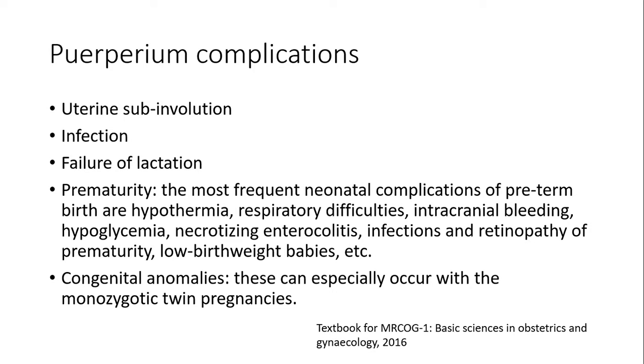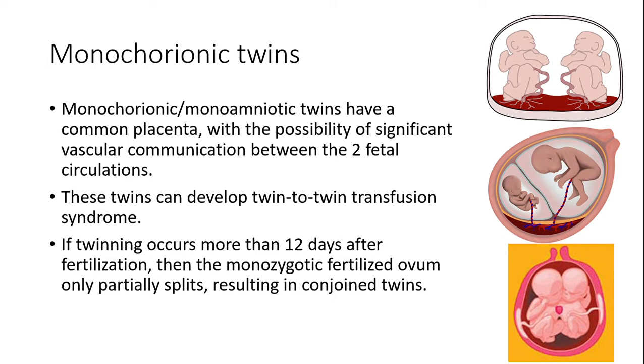Prematurity is the most frequent neonatal complication. The babies are born preterm. Hypothermia for the babies, which may lead to respiratory difficulties, intracranial bleeding, hypoglycemia, necrotizing enterocolitis, infections, and retinopathy of prematurity. Congenital anomalies are more often seen in case of monozygotic twin pregnancies. Monochorionic twins.